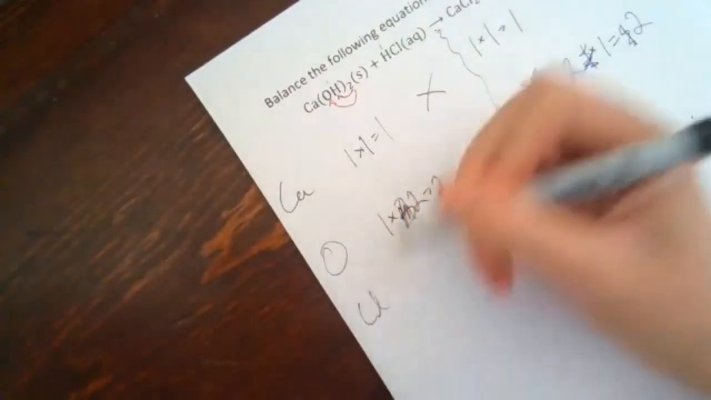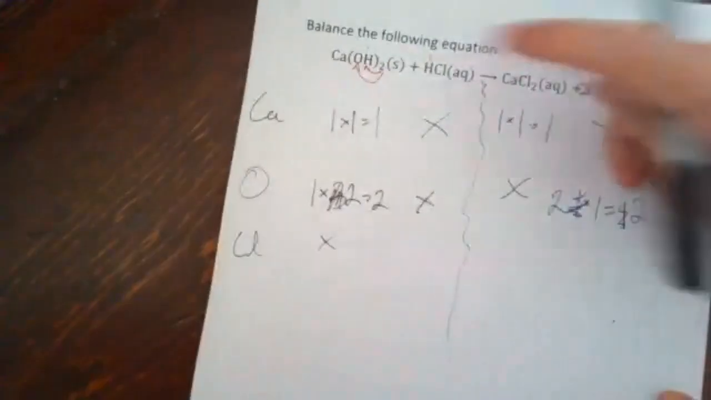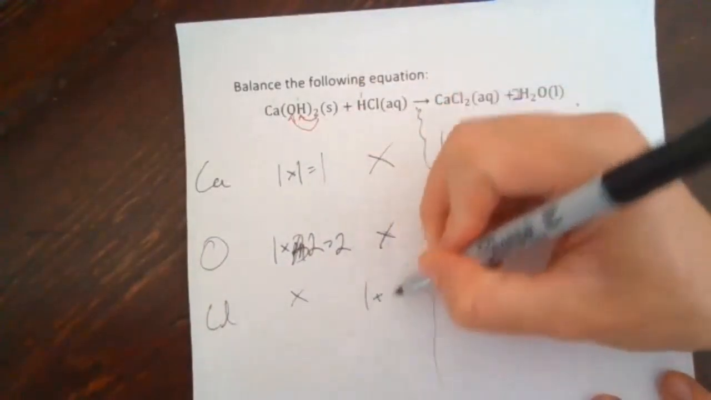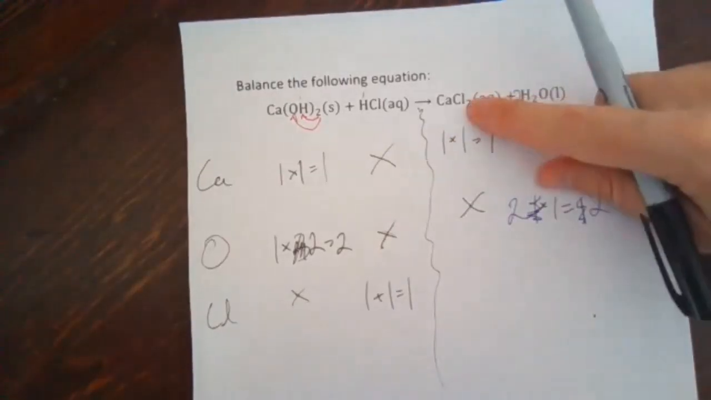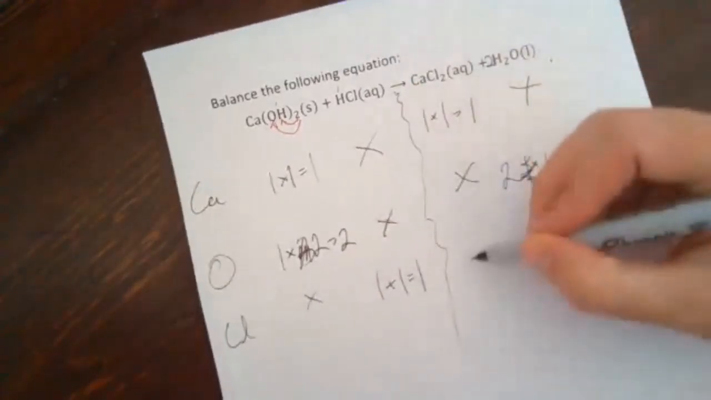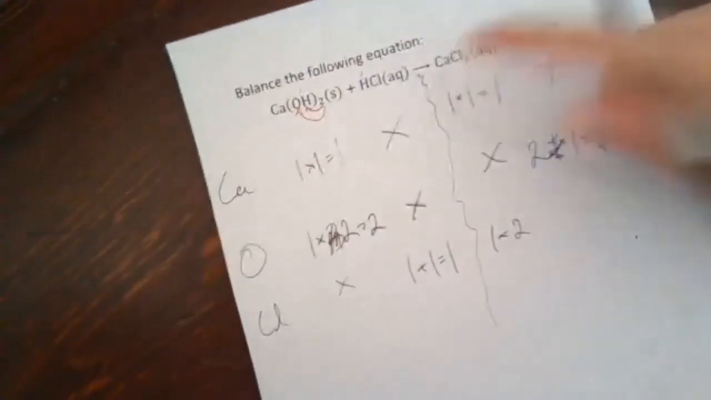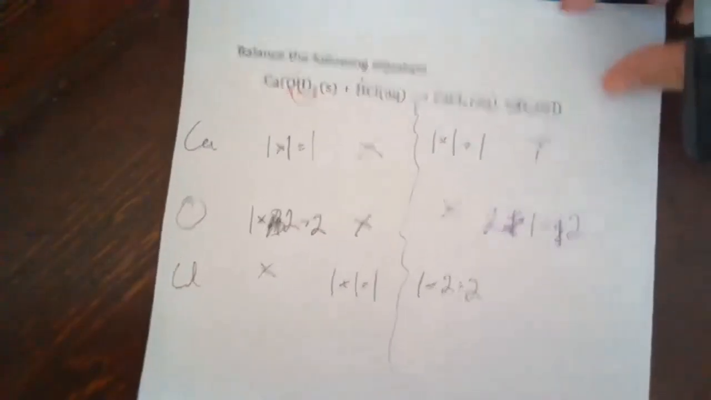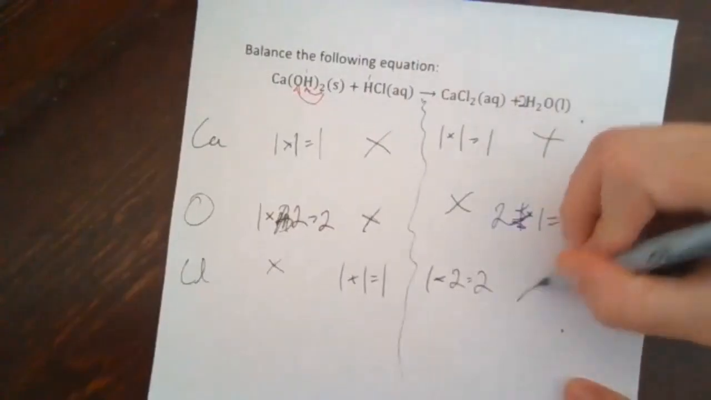So the Cl, chlorine. Calcium hydroxide has no chlorines in it. Hydrogen chloride, there's a 1 out front still, and a 1 in there, meaning I have 1. Calcium chloride, you can see there's a 1 out front, and then 2 in there, meaning I have 2. That 2 applies to the chlorine, not to the calcium. And there's no chlorines in the water, which is good.